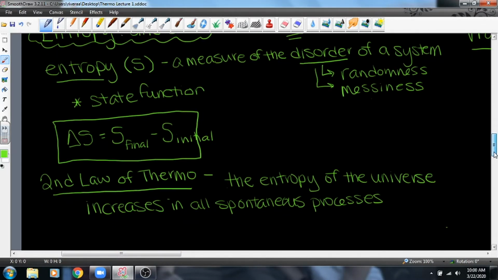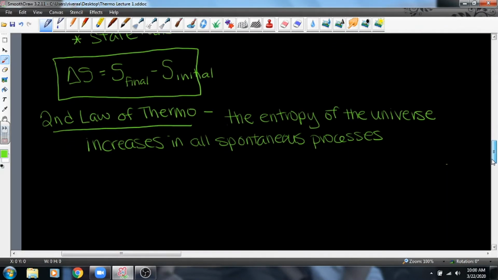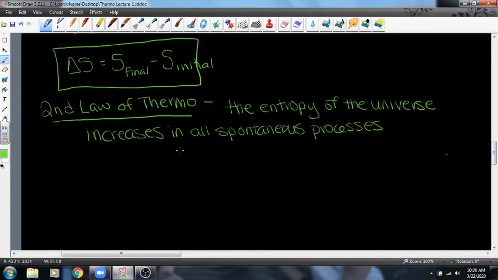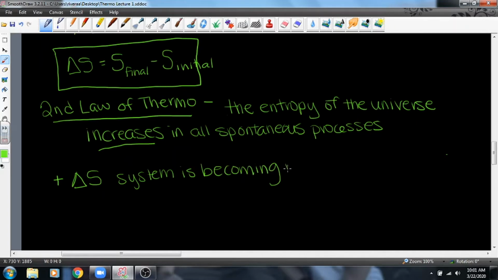Now, the second law of thermodynamics states that the entropy of the universe increases in all spontaneous processes. In other words, if you have a positive delta S, your system or your reaction is becoming more disordered or messy.